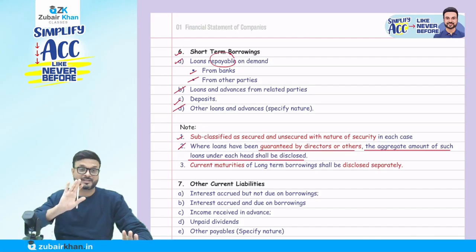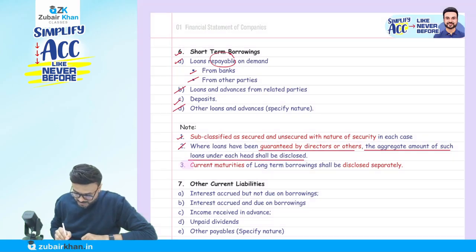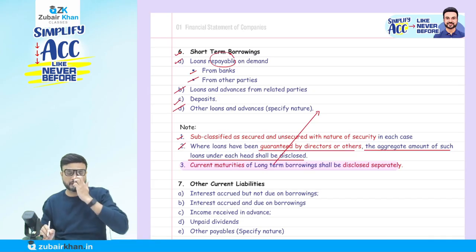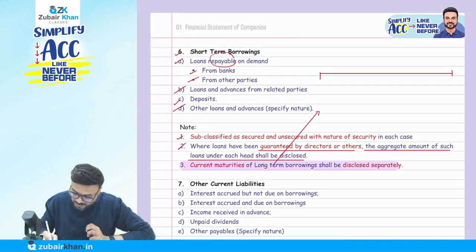Okay, the third one is important. That is current maturity of long-term borrowing. Now understand this, this is interesting. What does it mean, current maturity of long-term borrowing? Now understand this point here. Suppose I have taken a loan for 10 years.